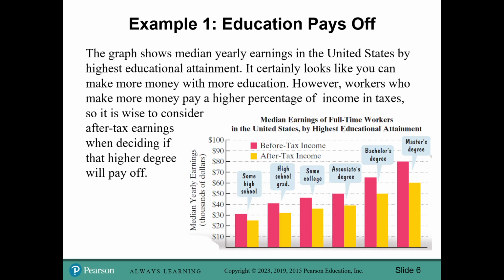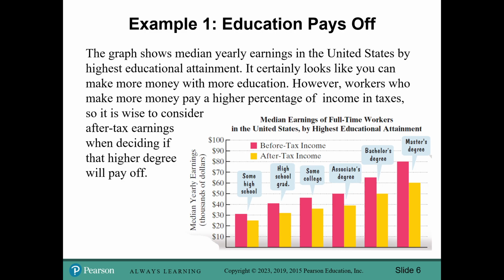Example 1, education pays off. The graph shows median yearly earnings in the United States by highest educational attainment. It certainly looks like you can make more money with more education. However, workers who make more money pay a higher percentage of income in taxes, so it's wise to consider after-tax earnings when deciding if that higher degree will pay off.